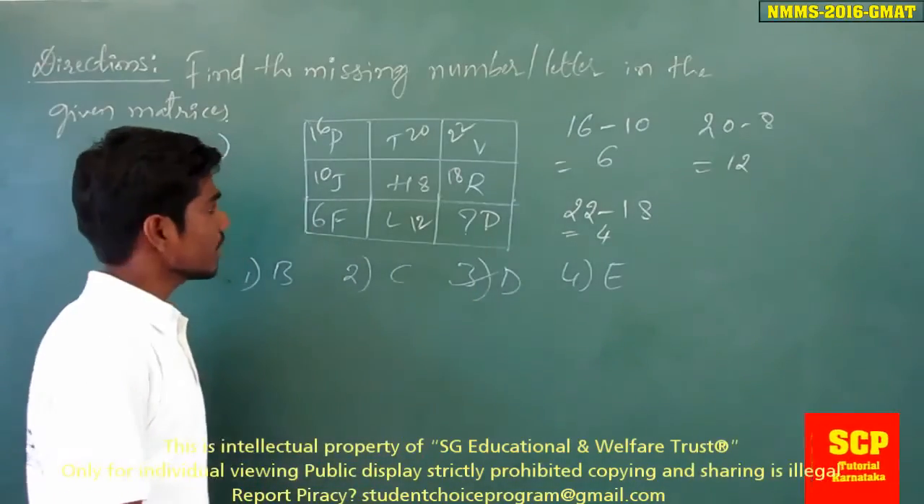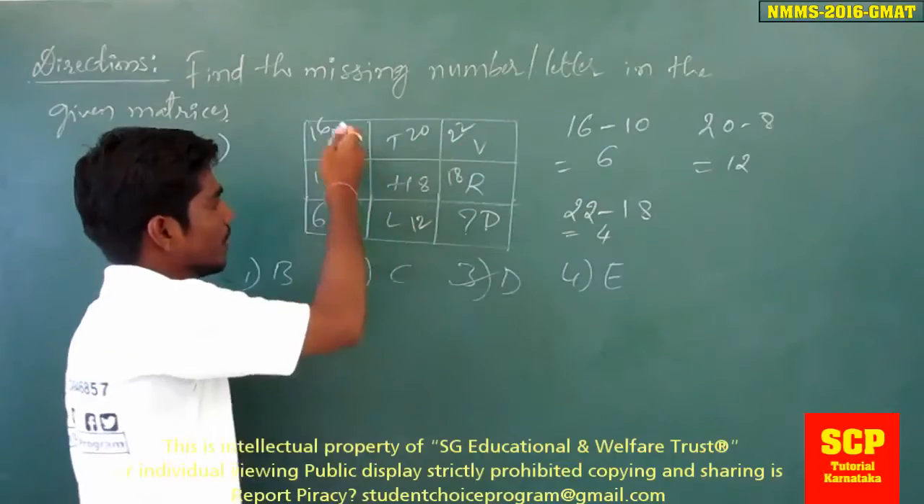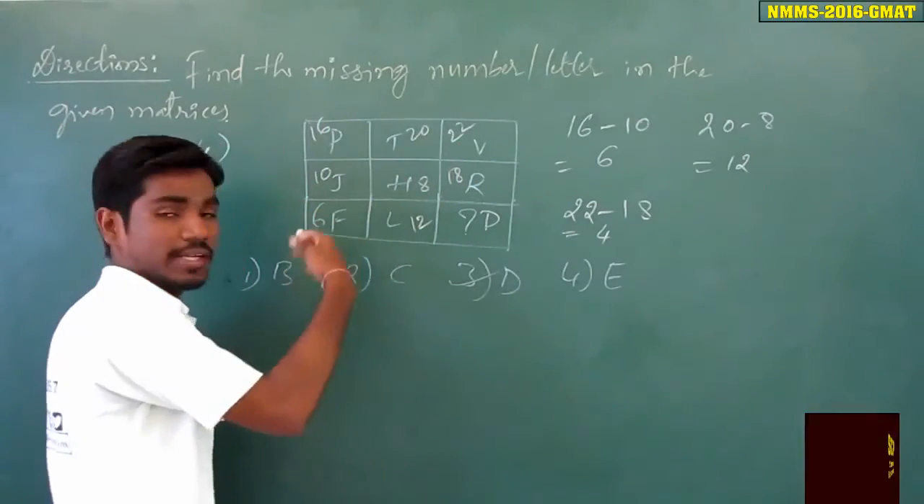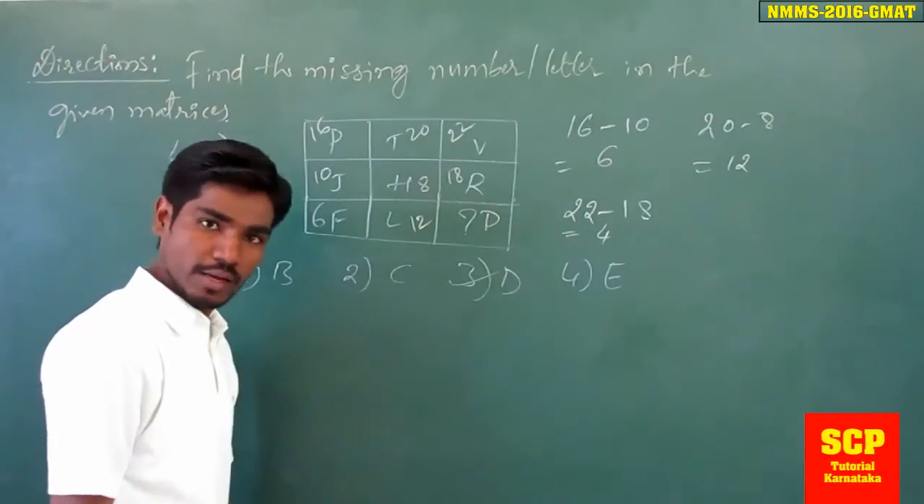Well friends, you may consider row or you may consider column. The only thing is that you have to get the relationship between those letters to get the answer.